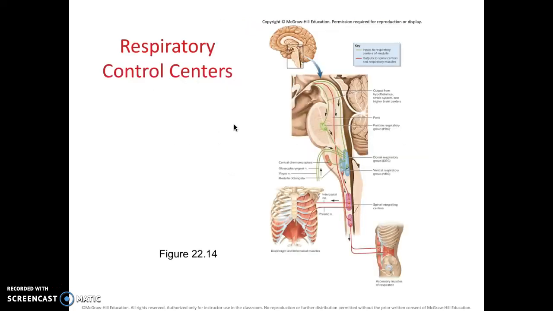So here we can see the relatedness of the respiratory control centers. Here we have inputs to the centers of the medulla and within the pons. We have the pontine respiratory group occurring right here within the pons, the dorsal respiratory group here, and the ventral respiratory group right here within the medulla oblongata. These then go to spinal integrating centers, which project to the nerves that drive inspiration, using the intercostal nerves and the phrenic nerve.